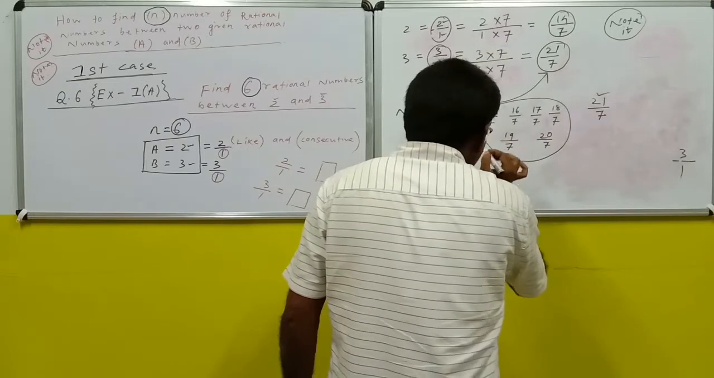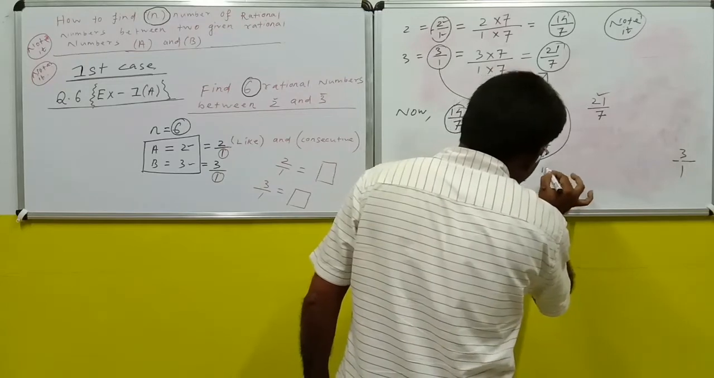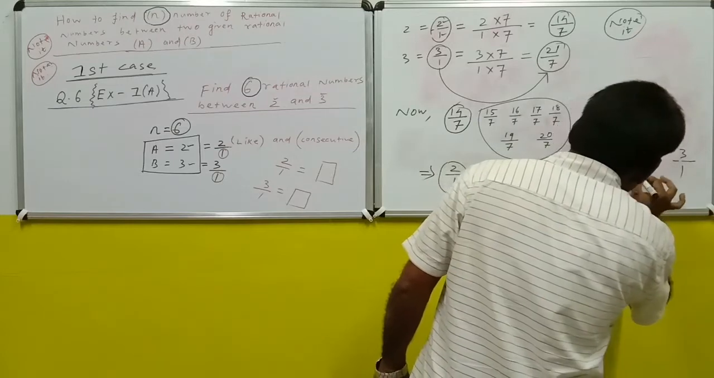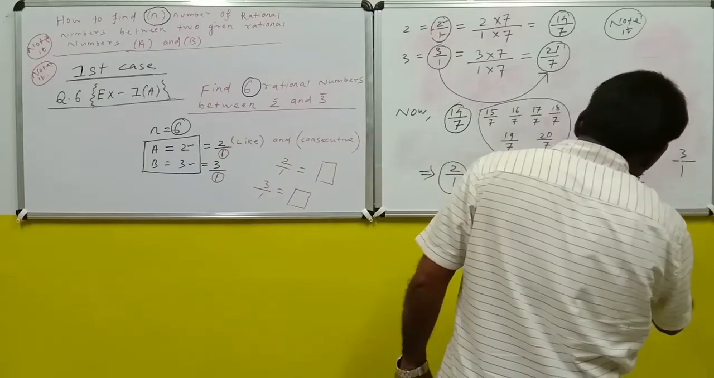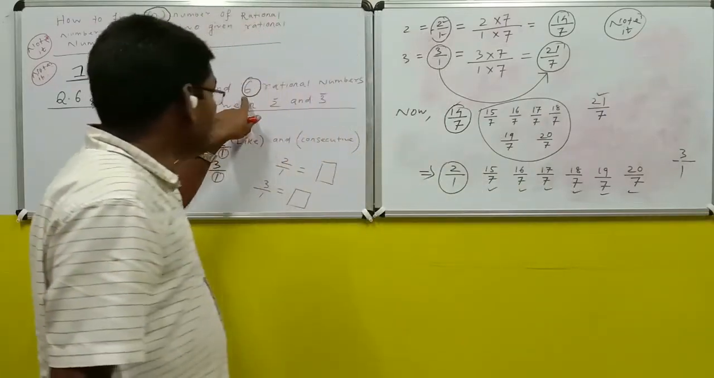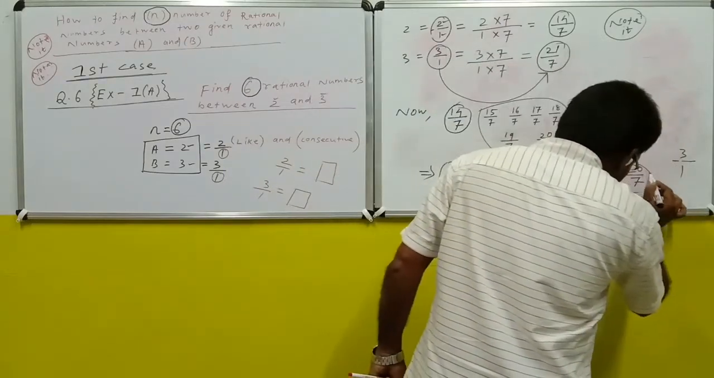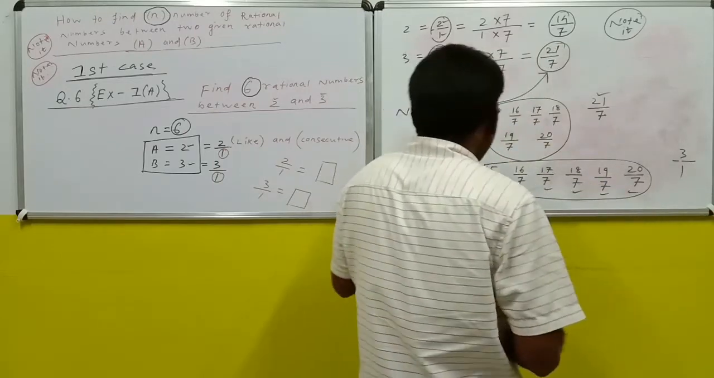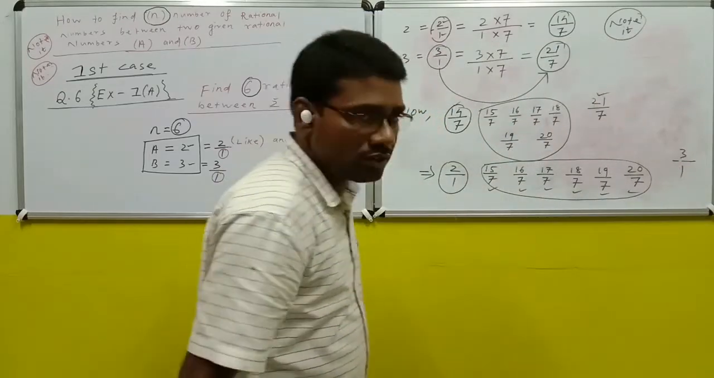So, you can write 15/7, then 16/7, then 17/7, then 18/7, then 19/7, then 20/7. So these 6 are your required rational numbers. As in the question you are asked to find out 6 rational numbers. So these 6 rational numbers are your required rational numbers, which lie between 2/1 and 3/1. So it is your solution. So note it.